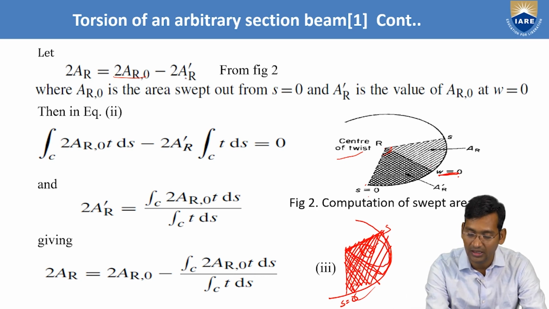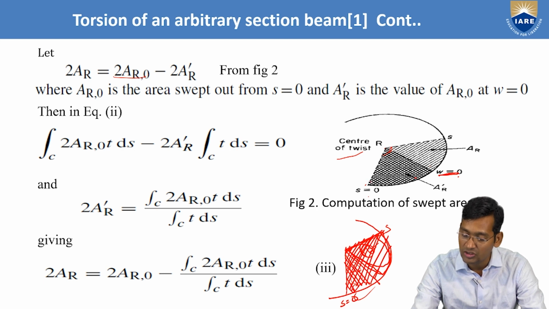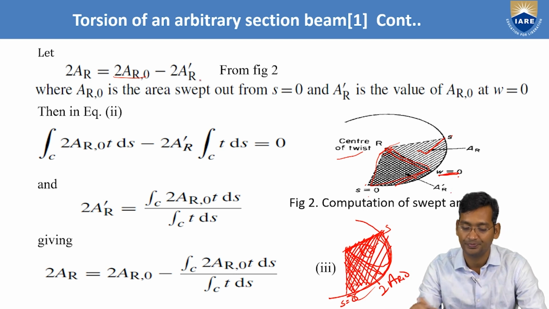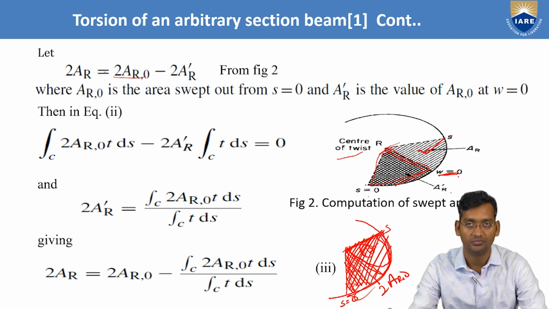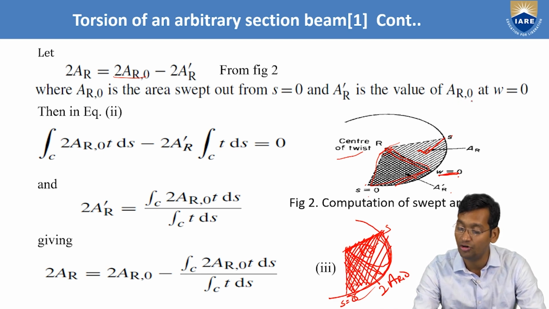This part is AR dash. And this total is 2AR not. So what we drew, this total is 2AR comma 0 for S equal to 0 to S, minus, if we subtract this part, we will get this part. So this part is A dash R. So 2A dash R, that you will get, that is 2AR. Clear? Where AR not is the area swept out from S equal to 0, and AR dash is the value of AR not at W equal to 0.